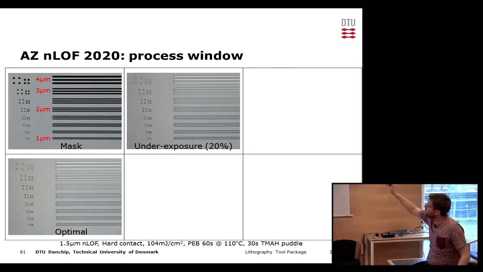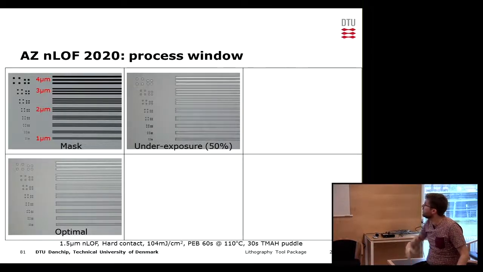We would maybe be expecting that there could be something left in between, right? In the trenches they could be filling up when we go down. But even as I go to 50% underexposure, it's still good. So this one is not as sensitive to underexposure as the positive one was.